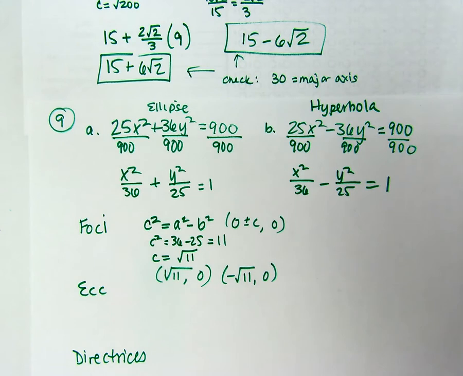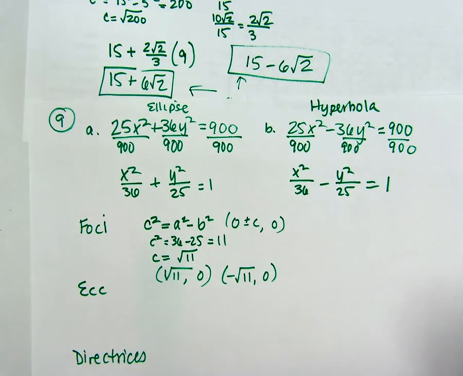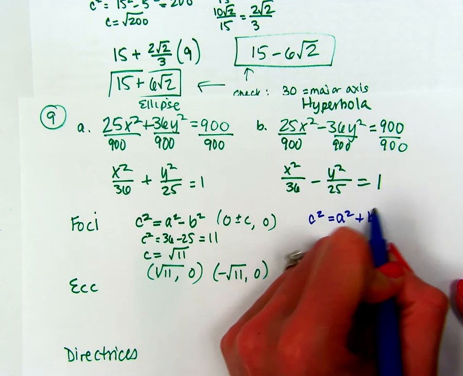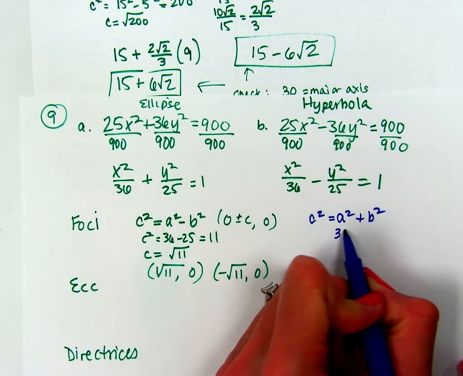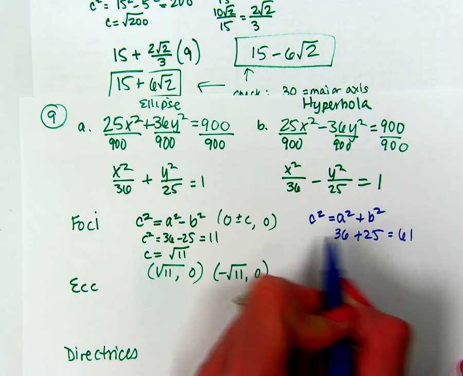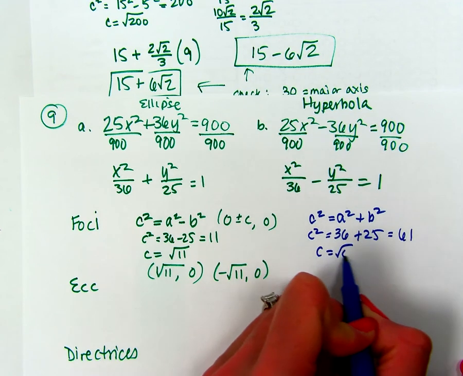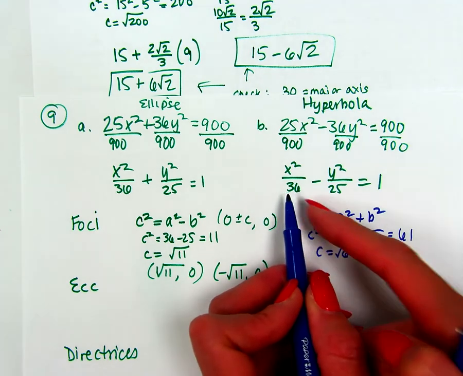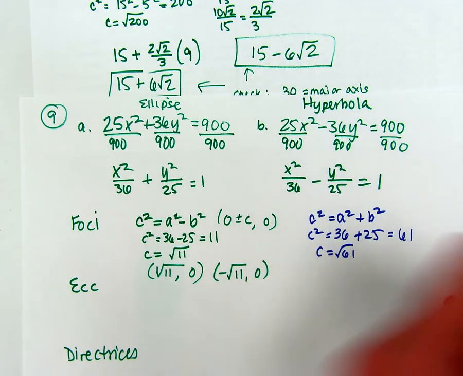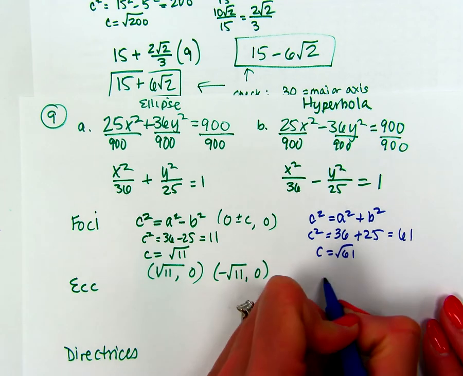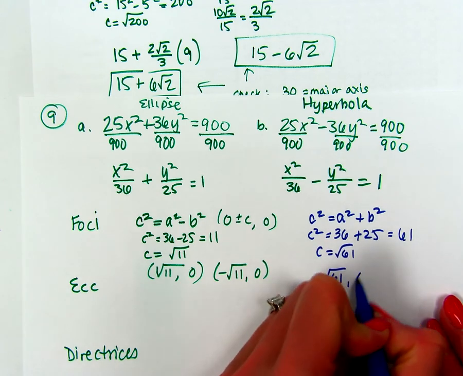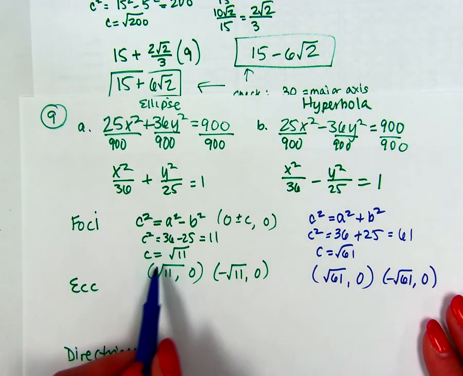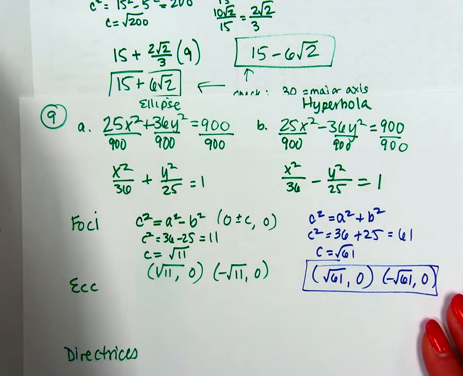I'll use a different color for the hyperbola one. The only difference here is that you're going to do c squared equals a squared plus b squared, like the Pythagorean theorem. So this time we're going to do 36 plus 25. That gives us 61, and c is root 61. But I'm still going to go along, not my major axis this time, but my transverse axis. So we're going to move from 0, 0 to 0 plus root 61 and 0 minus root 61, comma 0. Okay, so there's your first answer.